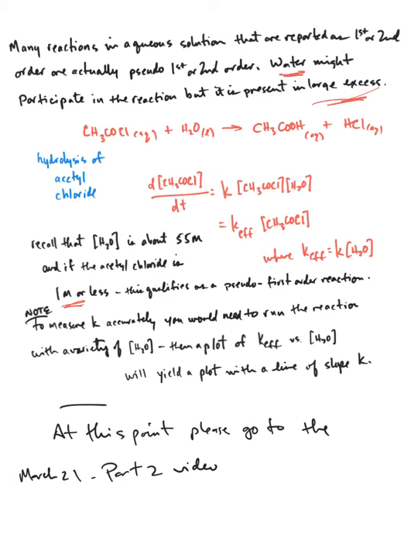Now, it is possible to measure the actual k value accurately. You would need to run the reaction in a way with different concentrations of water. I'm a little unsure about how you would do that. Perhaps if you ran the acetyl chloride at a very high concentration, you could create a situation where the water wouldn't be 55. That's what I'm thinking. But if you did that, if you had a variety of different water concentrations, then a plot of the effective rate constant versus the concentration of water would yield a line with slope equal to k. Essentially, this equation would extract the real k value.